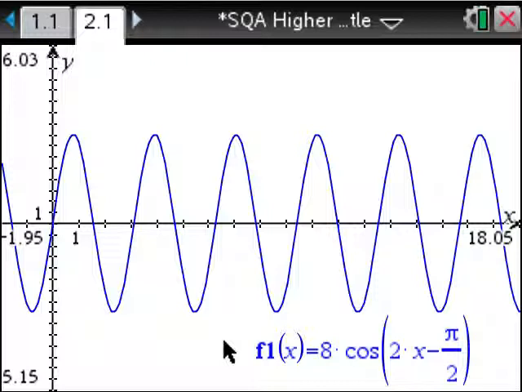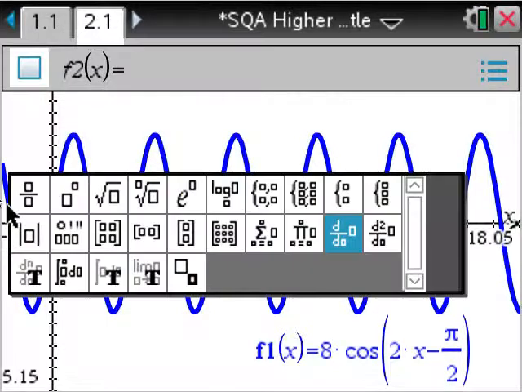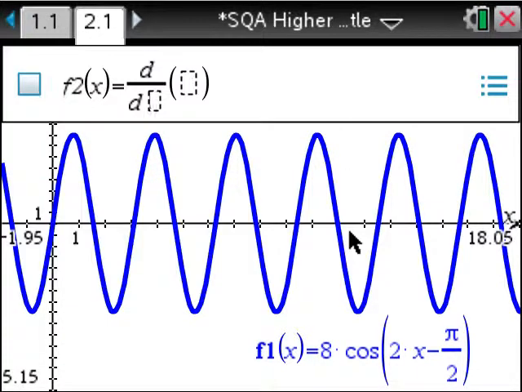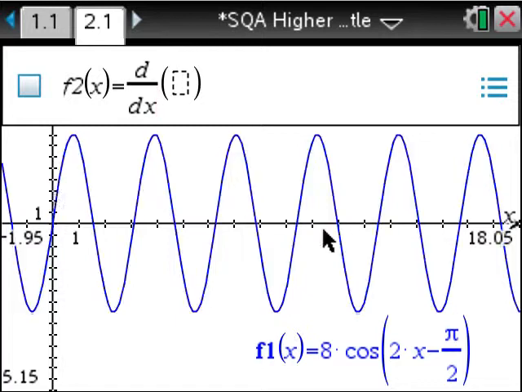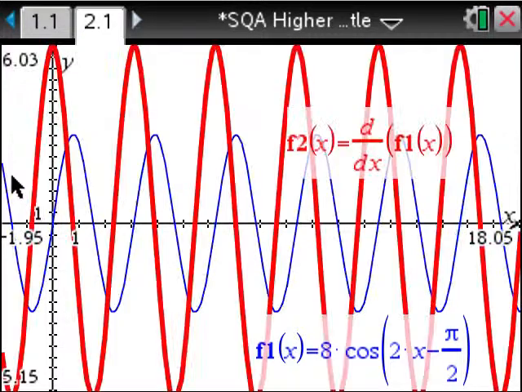So we're going to find a formula for the acceleration. Now that will be the derivative of this. So what I can do is I can just go to F2, I could go to the template button, I could choose the derivative d by dx of, and I'll do variable f1 of x and press enter, and that red line that's turned up is the graph of the acceleration.